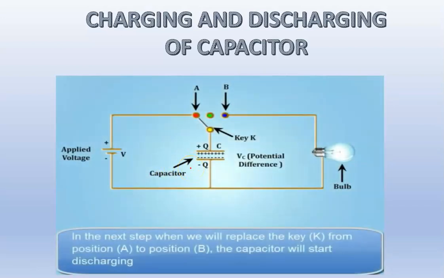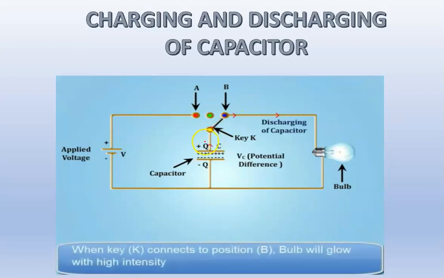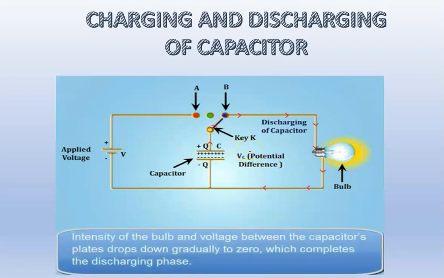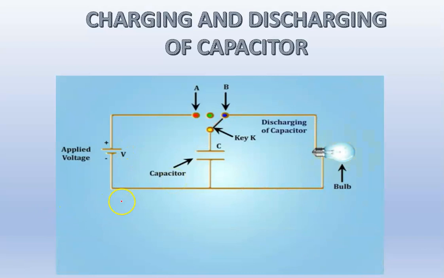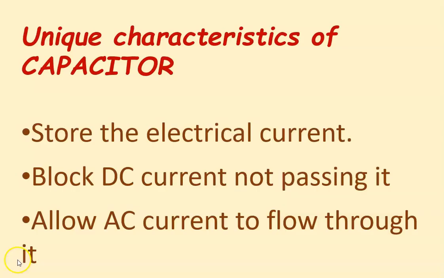In the next step, when we move the key K from position A to position B, the capacitor will start discharging. When key K connects to position B, this bulb will glow. The intensity of the bulb and the voltage between the capacitor plates drop gradually to zero, which completes the discharging phase. So in this way, we can see how charging and discharging of the capacitor takes place.